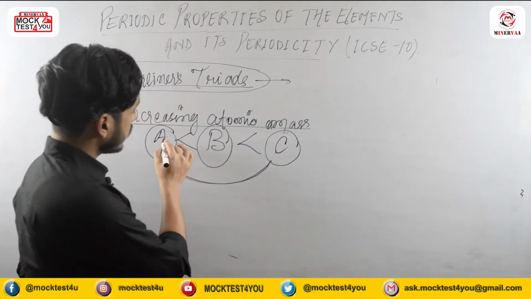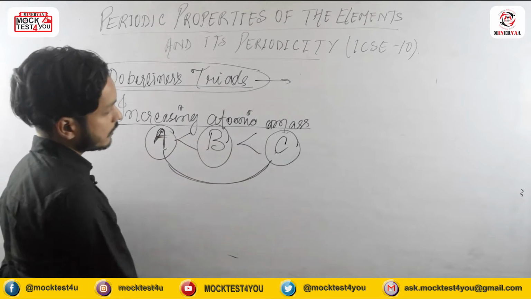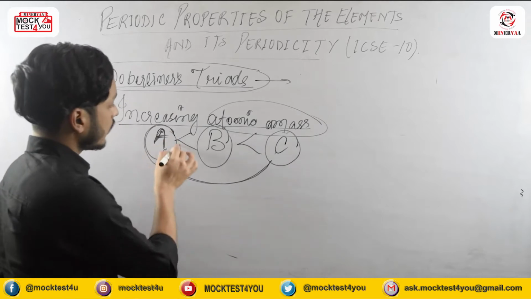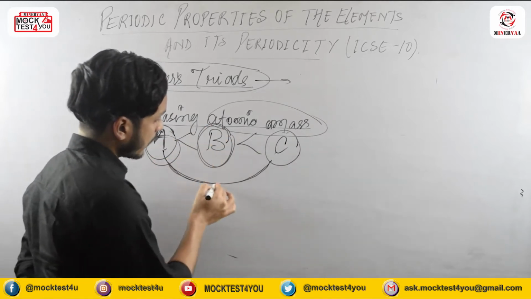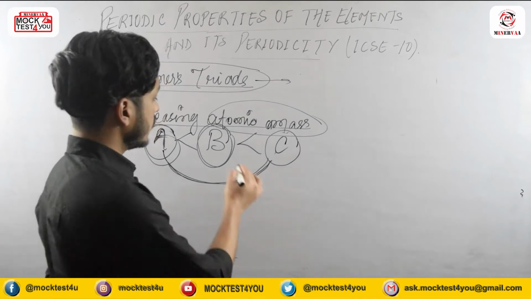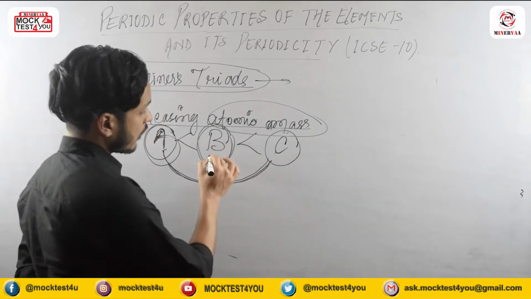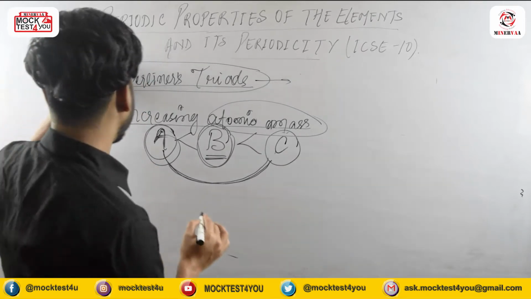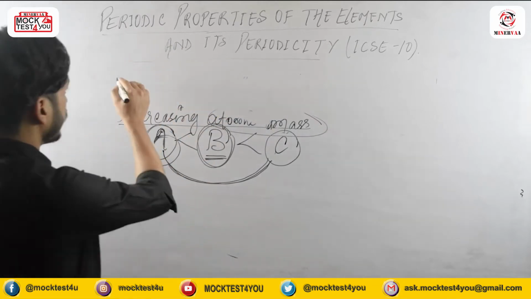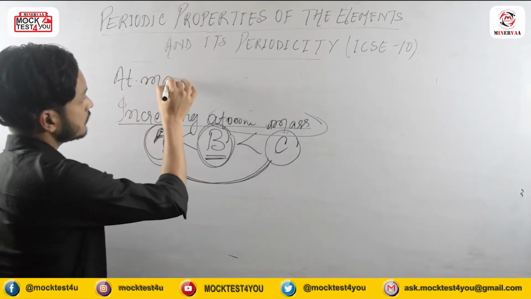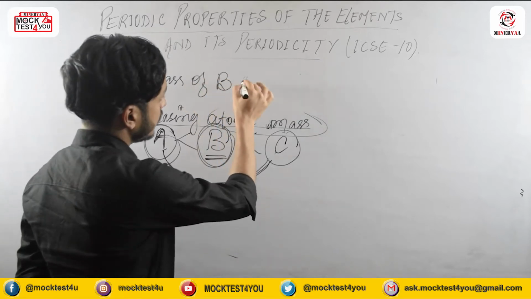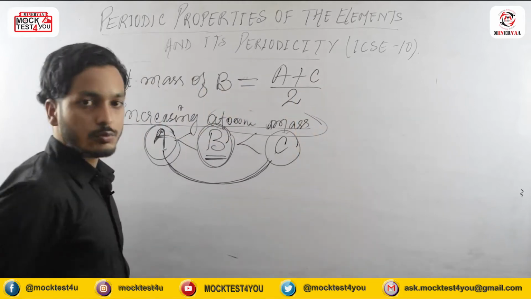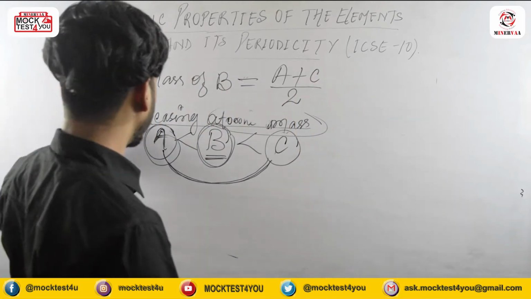Okay, so what did he say? That if you arrange the elements in order of their increasing atomic masses, you can easily find the atomic mass of the middle element by finding the arithmetic mean of the other two elements. So how can we write it? If you are asked to find the atomic mass of element B, we can find it like this, right? I am writing here: atomic mass of element B will be (A plus C) divided by 2. Like this we can easily find it, right? So this was basically about Dobereiner, right?